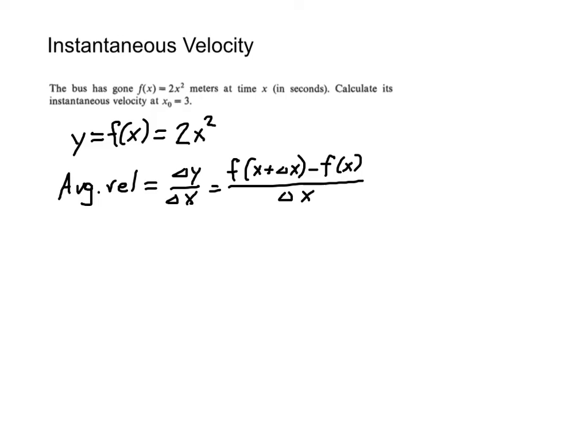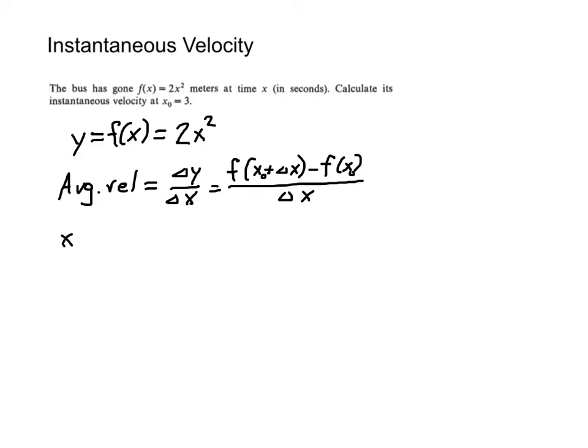Let's look now at the idea of instantaneous velocity. In our previous video, we looked at average velocity over short time intervals. The example we looked at was a bus whose position was given by the function 2x squared, where x was the time that the bus had been traveling, measured in seconds. The function then was f of x equals 2x squared, and we used the formula for average velocity, which was delta y over delta x, or written in terms of f, f evaluated at x plus delta x minus f of x, divided by delta x.